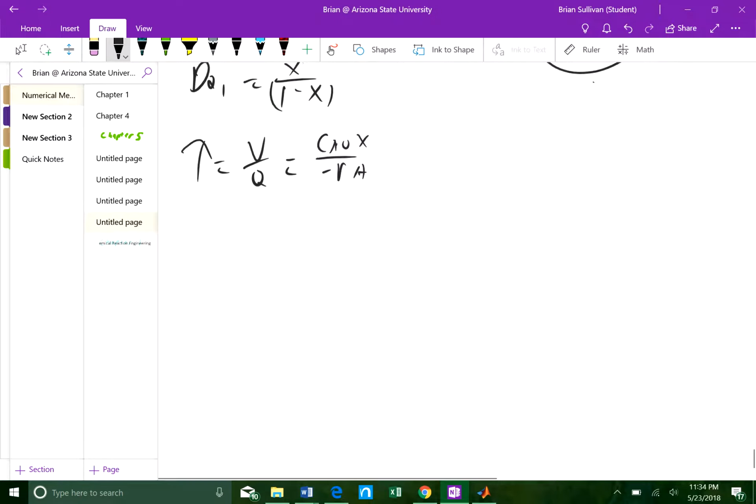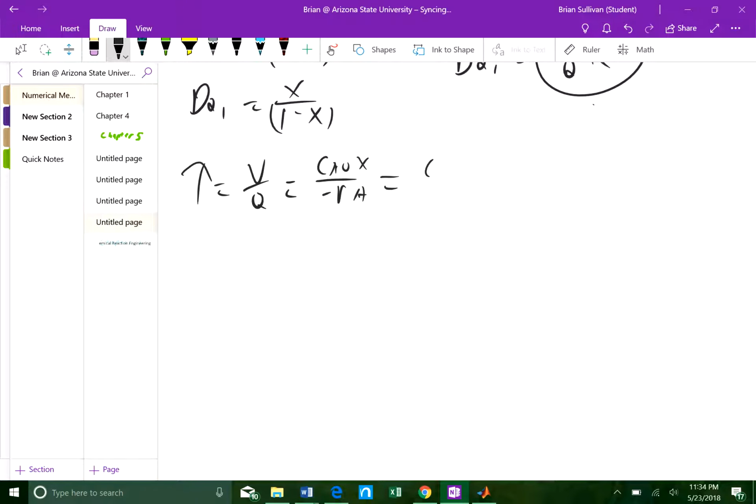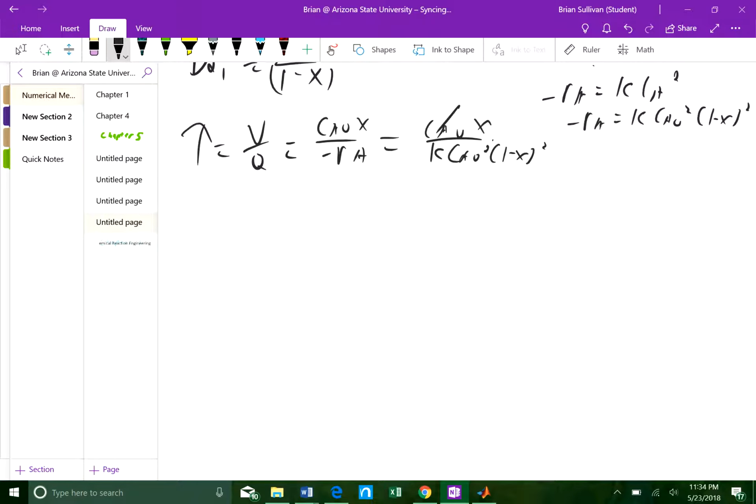Okay. So we're going to plug in a second order reaction. C_A0 X over negative r_A is kC_A0 squared (1 minus X) squared. Where did I get that from? Well, I know that negative r_A is equal to kC_A squared, and negative r_A is going to be equal to kC_A0 squared (1 minus X) squared, to put it in terms of conversion. Okay, so let's cancel this one out, cancel the exponent. Alright, keeping that alive. We look like this.